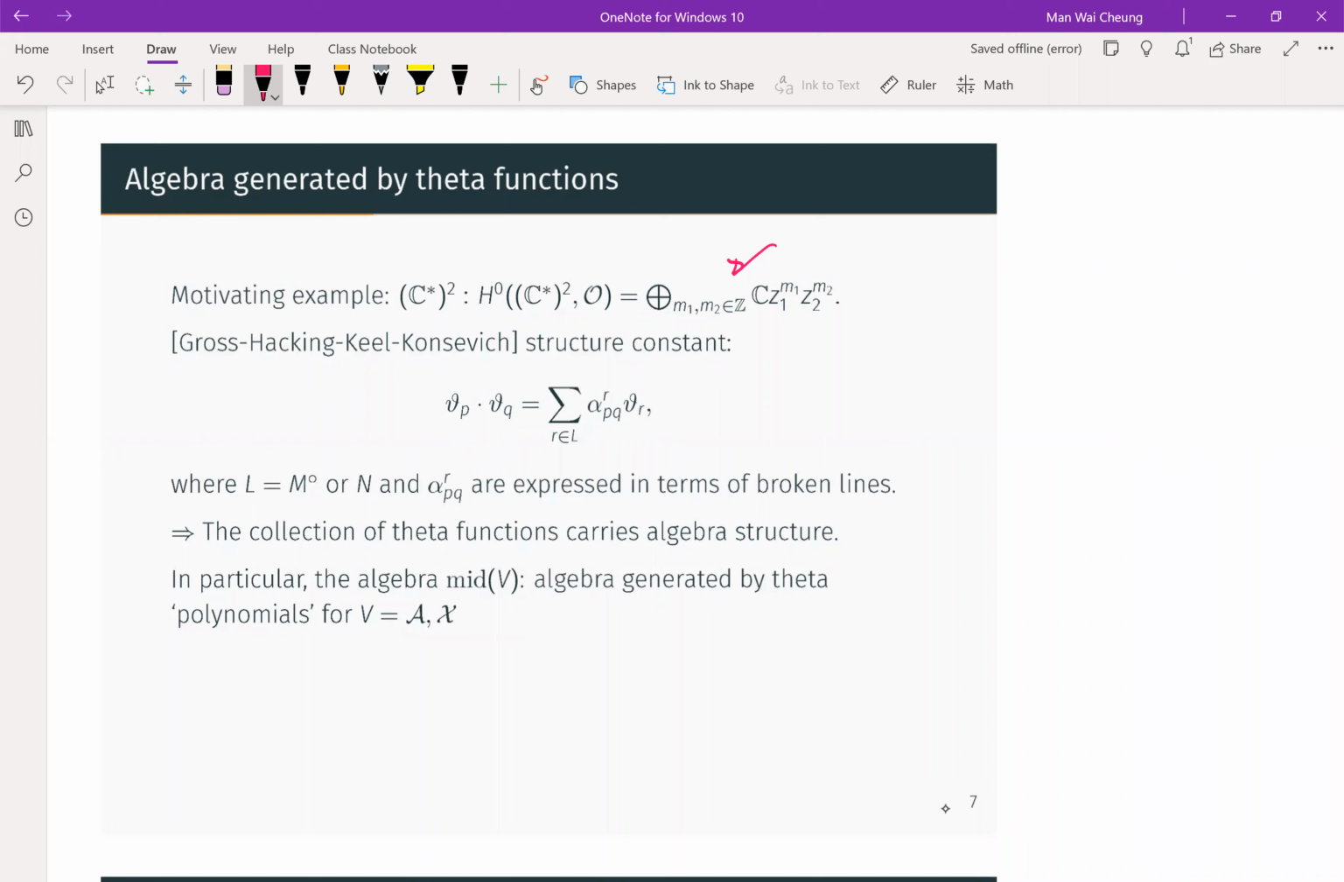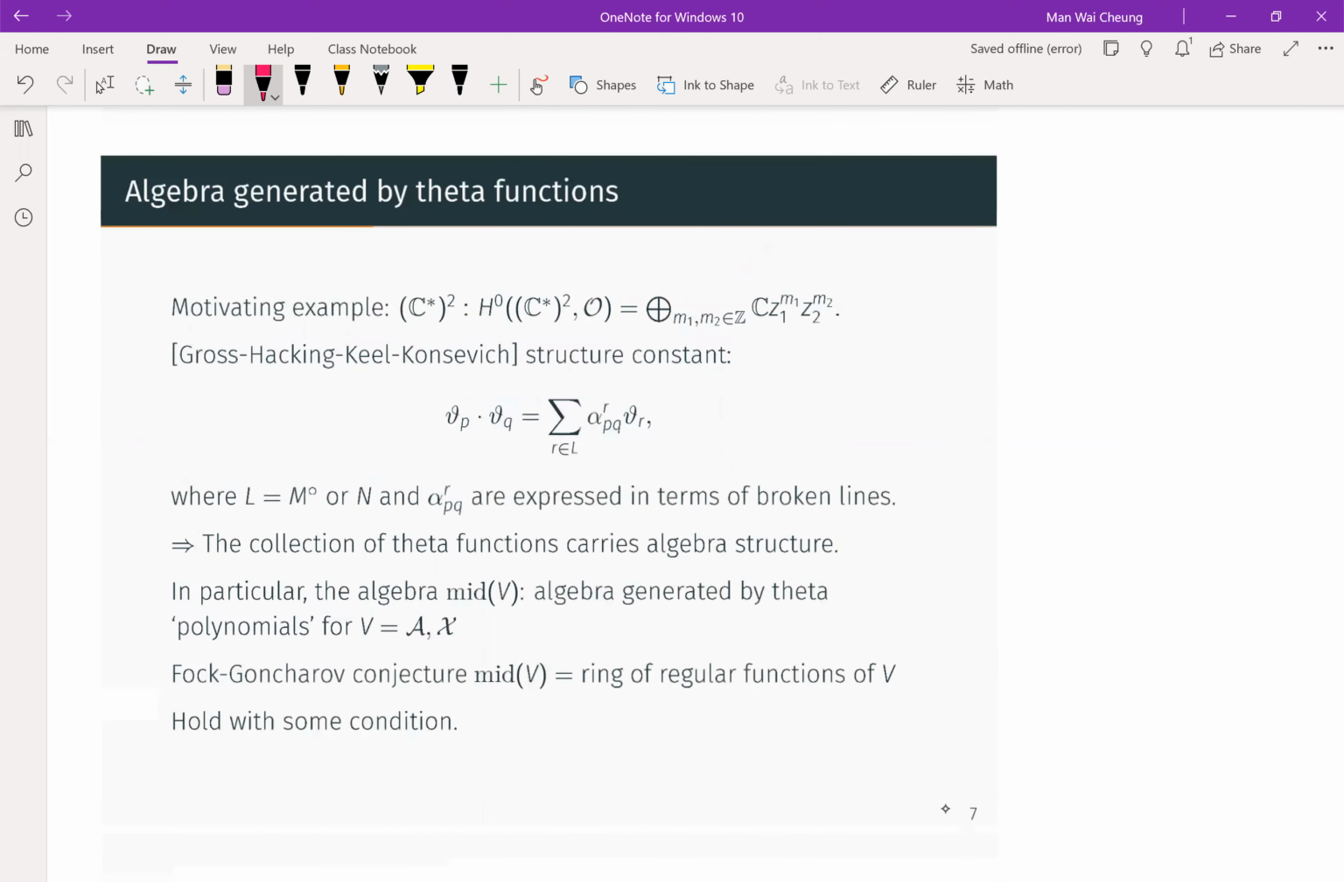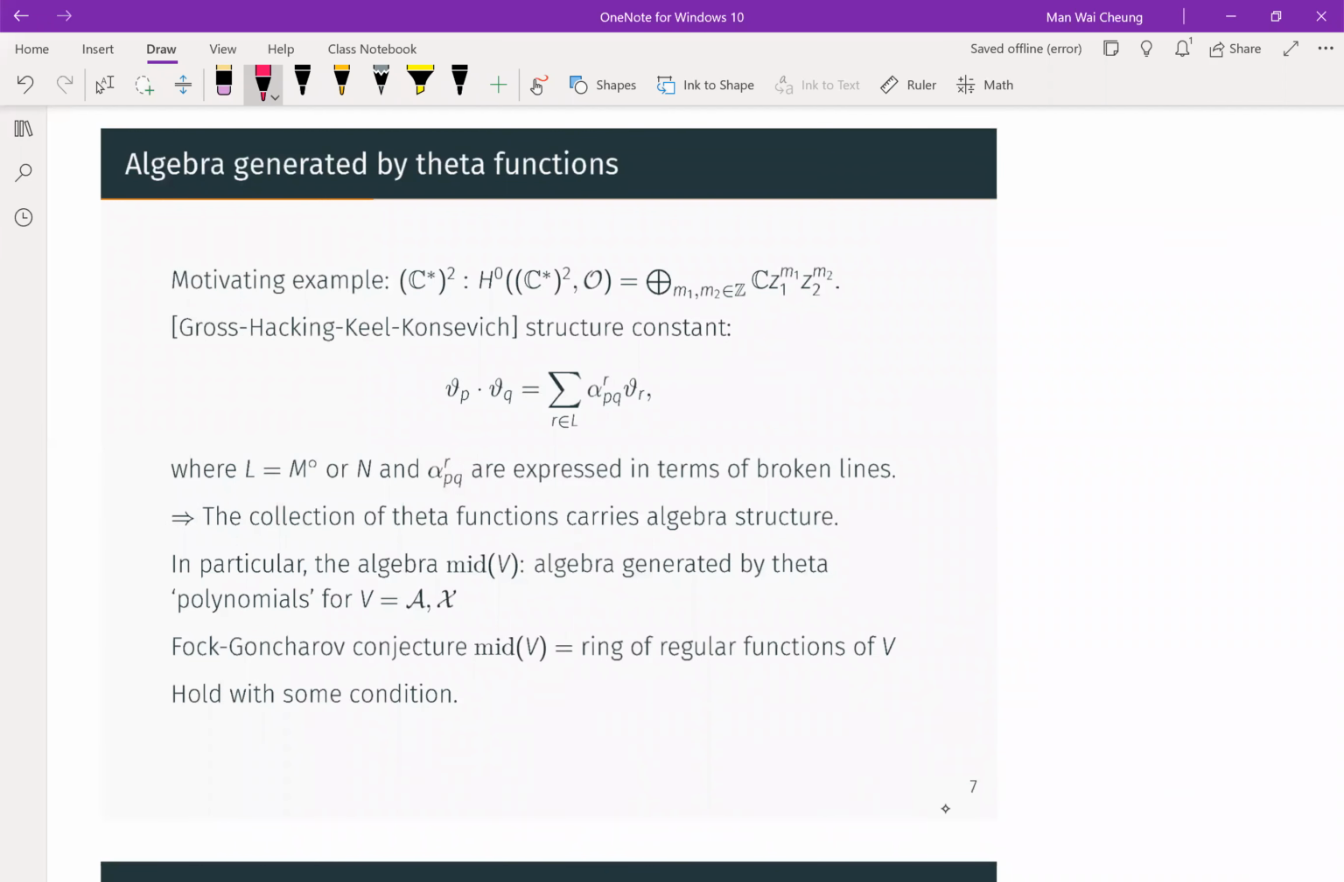We will consider what is called the middle cluster algebra, which is the algebra generated by the theta functions. I use this bracket notation for when the theta functions are finite, and what Gross-Hacking-Keel-Kontsevich show is that this is an algebra, but in general it is not the ring of regular functions of the cluster variety. But what we do have is that the scattering diagram gives us theta functions that are regular functions on the cluster variety, and the collection of all those theta functions is very likely to be the ring of regular functions of the cluster variety.